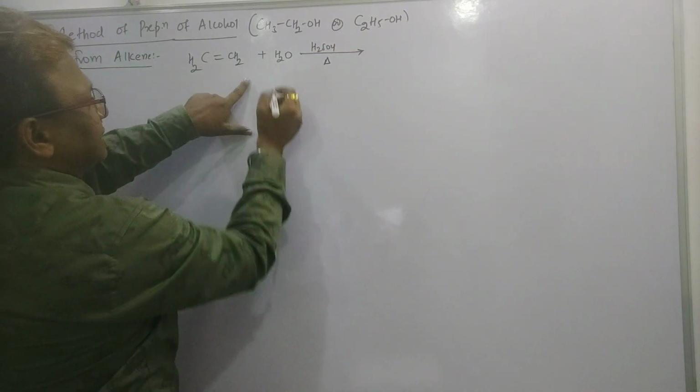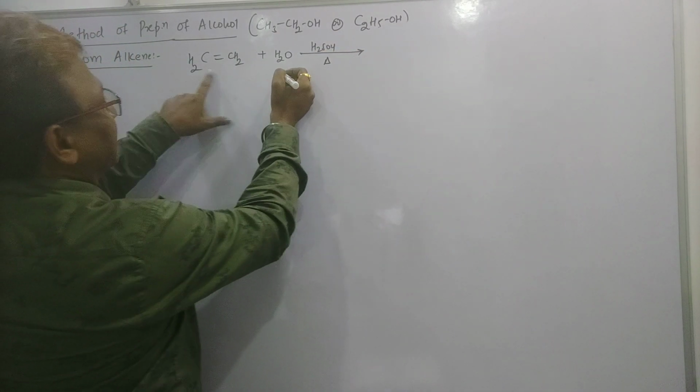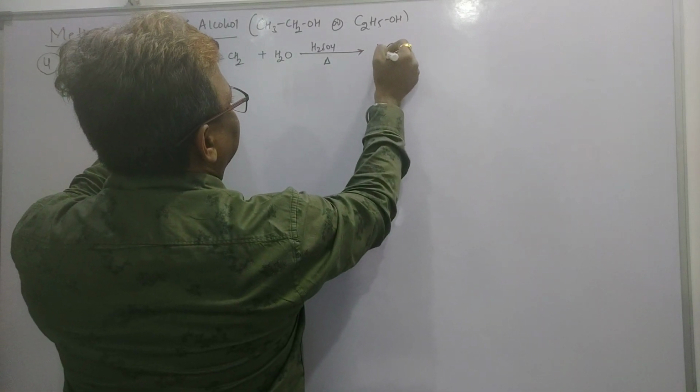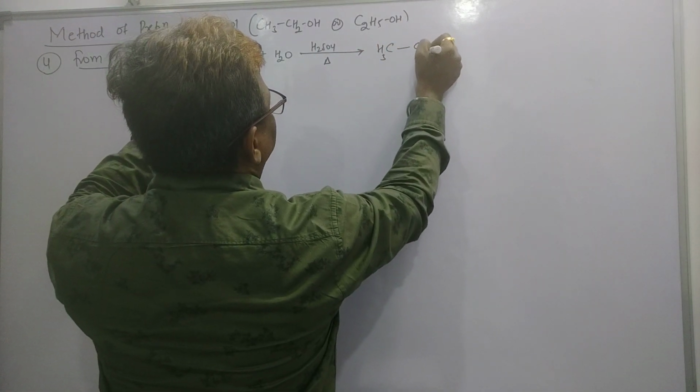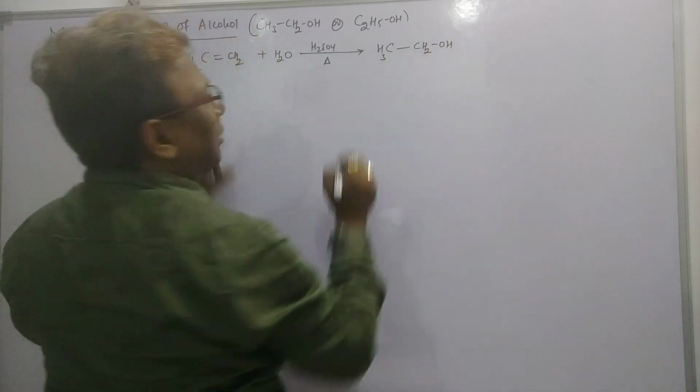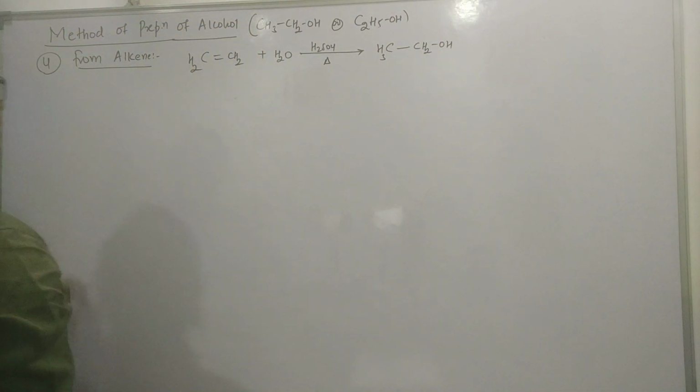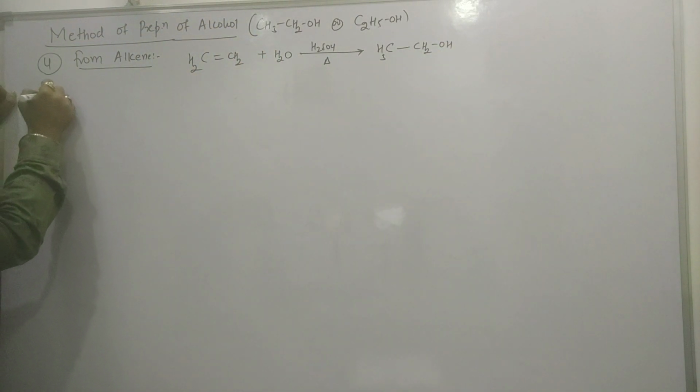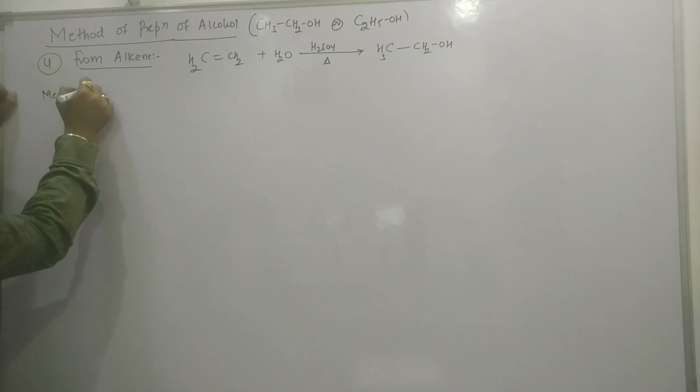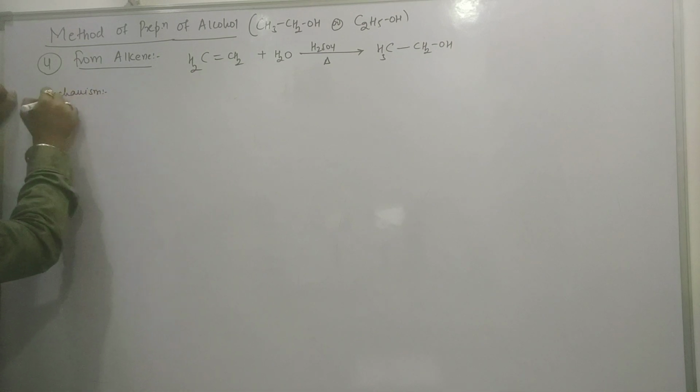But the water has two parts, H plus and OH minus. One H will be added here and one OH will be added here, and we get ethyl alcohol. But we'll see the mechanism behind it. What is the mechanism by which alkene can be converted into alcohol?